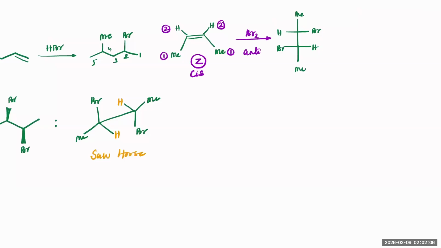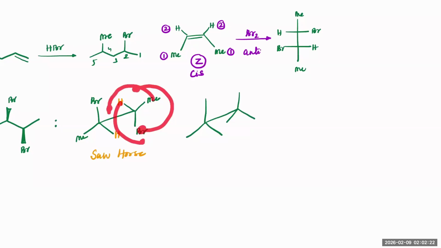But for this sawhorse projection, I have to rotate the center carbon so that all three will be on a similar side, which means I have to rotate it like this. Bromine should come here, hydrogen should come here, methyl should come here. As you rotate, now we notice Br is here, methyl is here, H is here, H is here, Br is here, and methyl here. Correct? This is how it is.